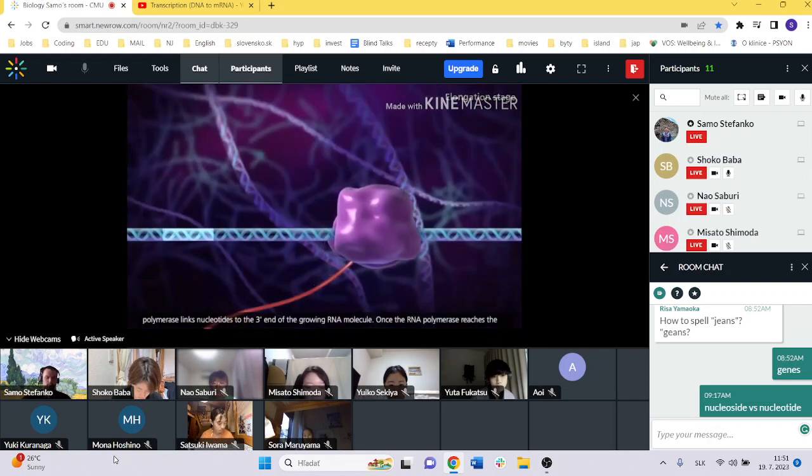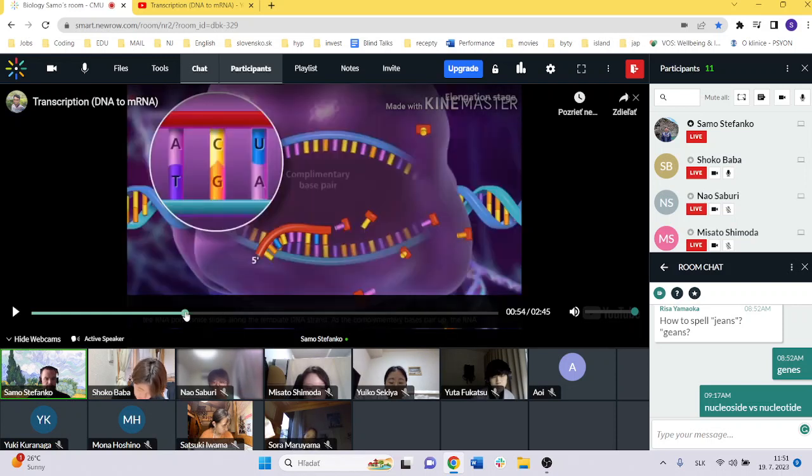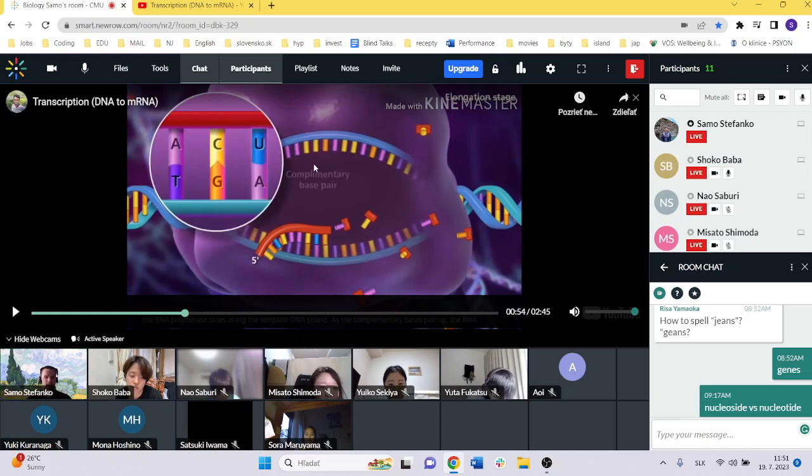What else do we need to mention? Maybe here it was very nicely described. We also define the 5' end, as you see the number 5, and the 3' end on the DNA strands. And also the bases we mentioned before, adenine, guanine, thymine, cytosine, and uracil, have complementary base pairs or partners.